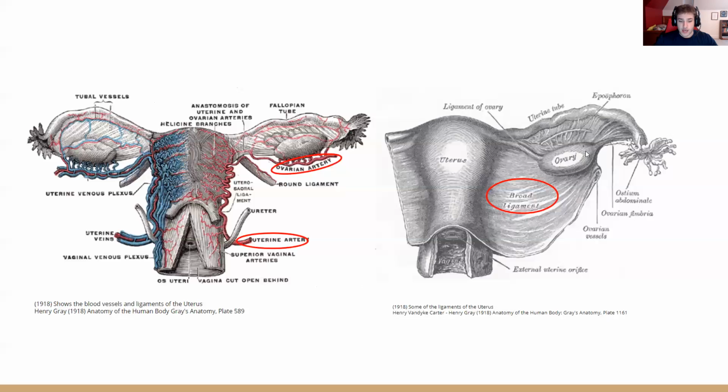earlier. Here, we see the broad ligament, as shown in the red circle, covering the uterus and holding it in place so that it has great stability, which is needed during pregnancy. You can even see the round ligament in the figure on the left too, right here.